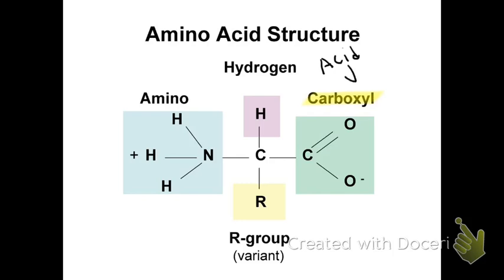Okay, so these are acids. Over here on the other side we have the amine group, and the amine group makes the amino acid basic. So amino acids are interesting because they have a basic side to them and an acidic side to them, which is going to create some interesting properties to these amino acids, as well as help us to build proteins.